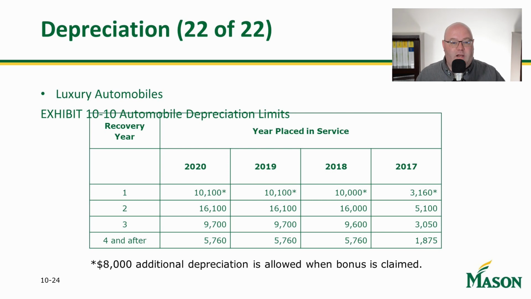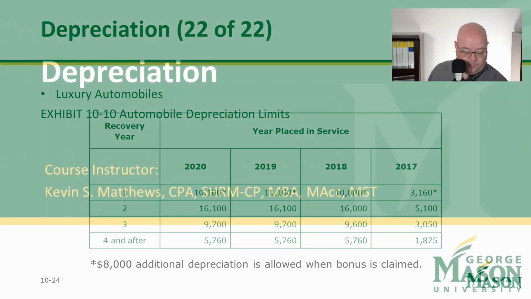So in 2020, these are actually the limits. And you notice that it says the first year is $10,000. And then the second year is $16,000. And then the third year is $9,000. And every year after that, it's $5,760. Now, if you do bonus depreciation, you're allowed to take an additional $8,000 off of all that, both in 2020, 19, 18, and then 17. Okay, so that's very important to take into consideration.